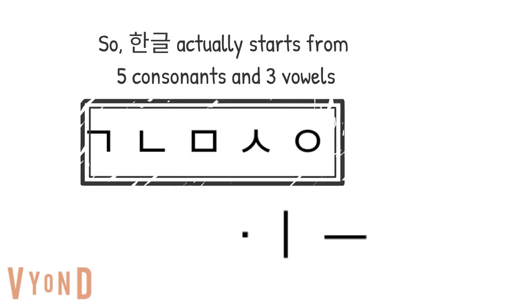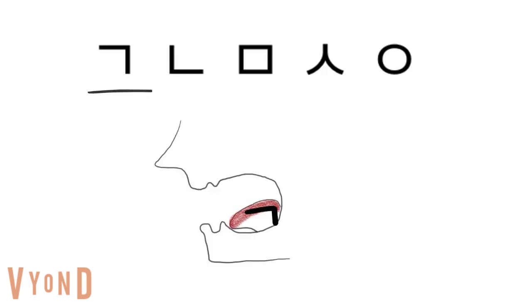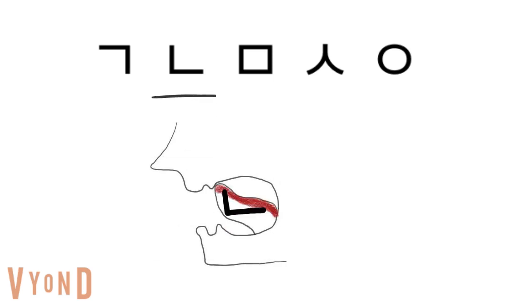So let's look at consonants first. They originated from the shape of organs that make sound. 기역, which sounds like g. The sound is made by blocking your airway or throat with the back of your tongue. G. 니은 is when your tongue is touching behind your upper teeth or gum, and as you release it to the neutral position, it makes n sound.